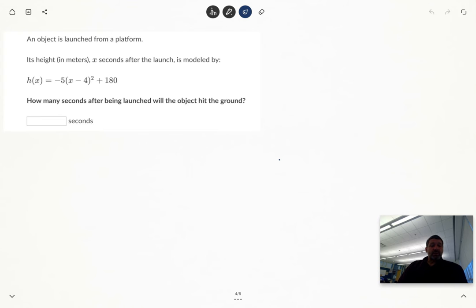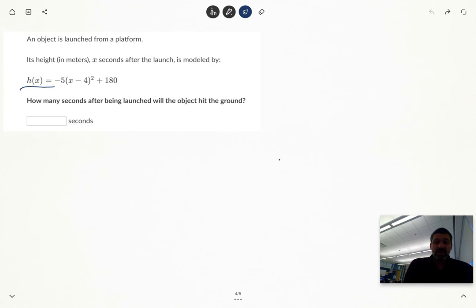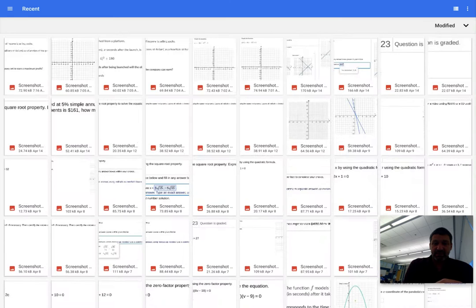An object is launched from a platform. Its height in meters, x seconds after the launch, is modeled by this equation here. How many seconds after being launched will the object hit the ground? Okay, so x stands for seconds here, and our y stands for the height. So we're going to want to, so just kind of, I'm going to put on there again just so we can kind of visualize what's happening again.